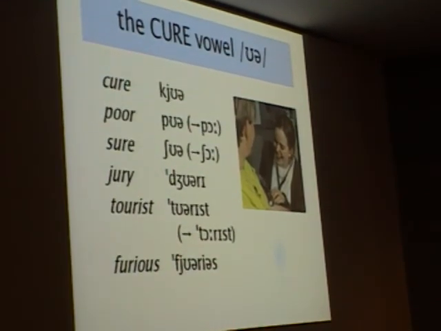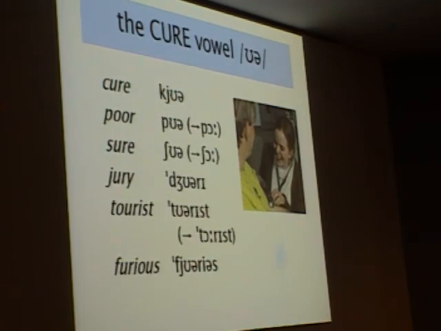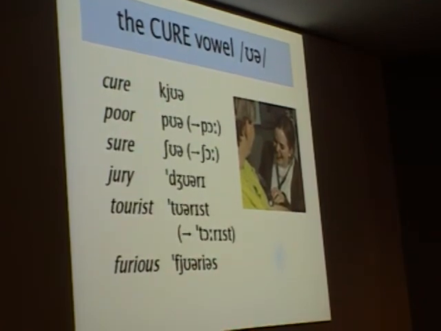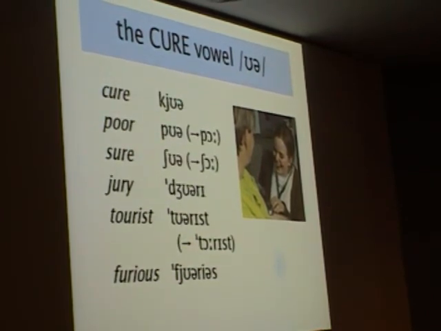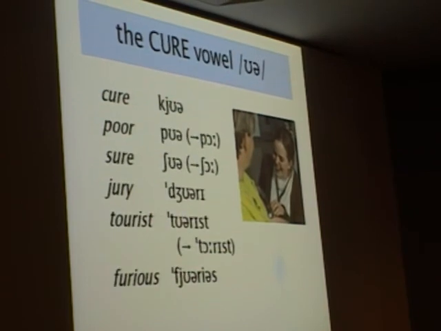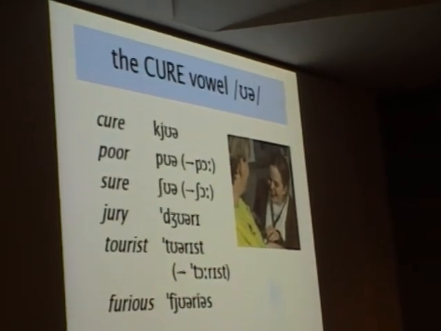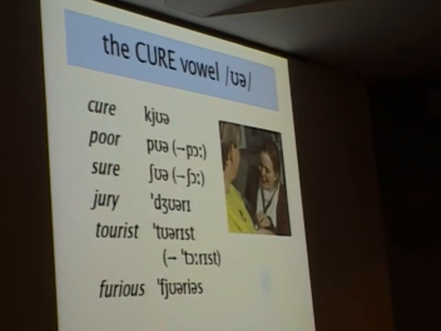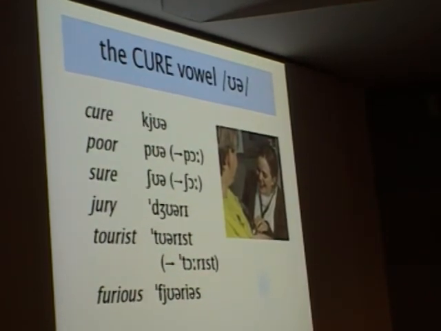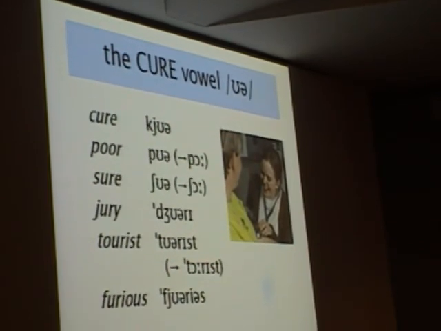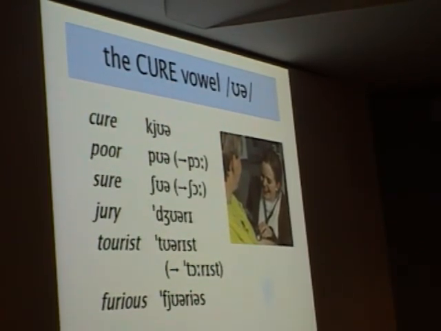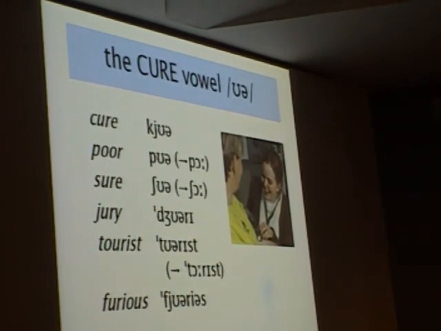Lastly, we've got the ur vowel, a diphthong: cure, poor, sure, jury, tourist, furious. Again, change is underway. More and more in England, people pronounce these words with an or instead of with ur. So poor changes to pore, sure changes to shore. And there are other people who do other things with it, but it's a variable area, shall we say.